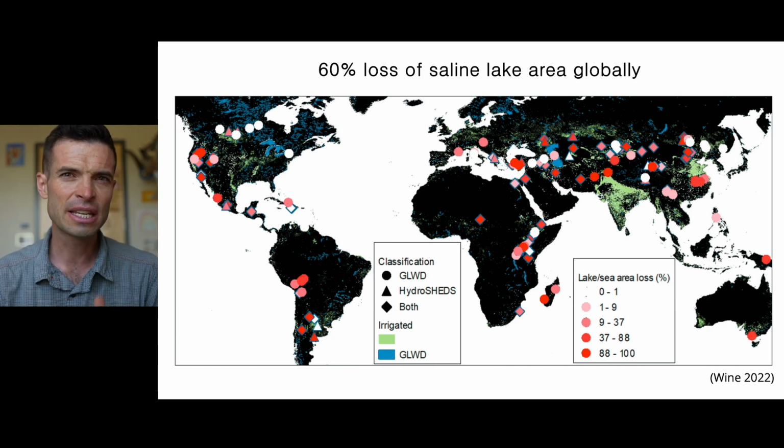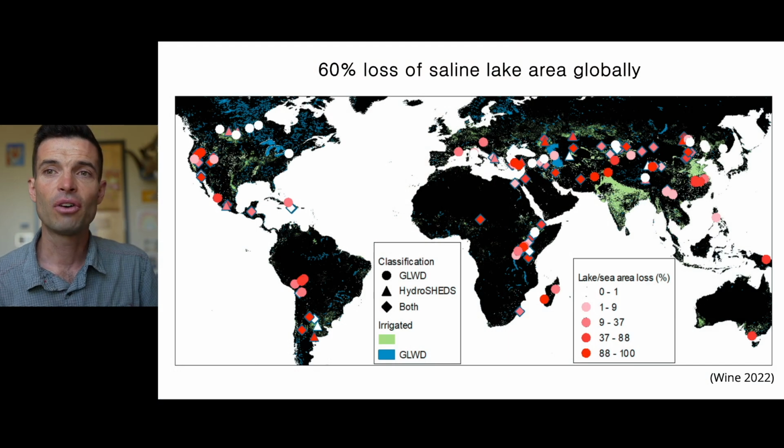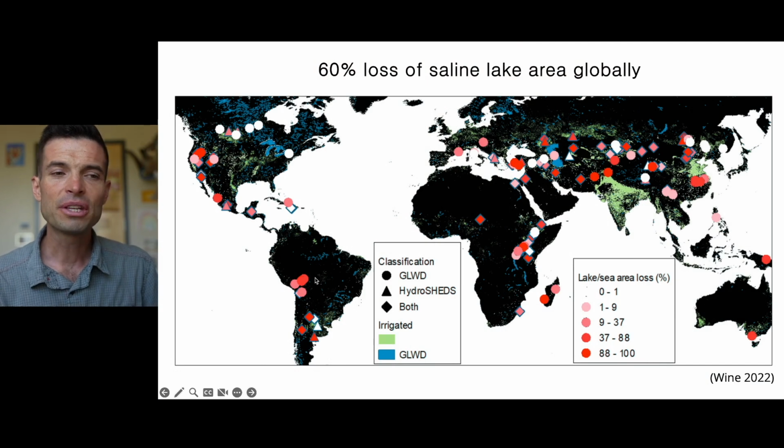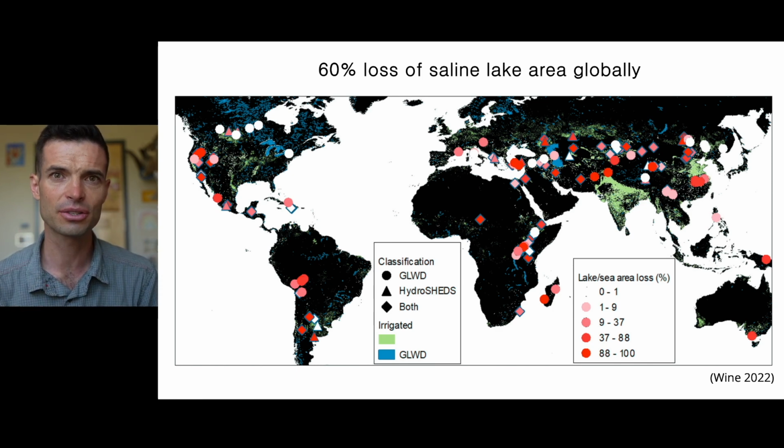We have lost 60% of global saline lake area. Let me give you my serious face and think about that for a second. We're not talking about the future collapse of these lakes. Most of the lake area is already gone at a global scale. It's really, really serious. And many of these lakes have already experienced an 88 to 100% loss. And what we see is this pattern of absolute cultural, economic, and ecological devastation when these lakes are lost.